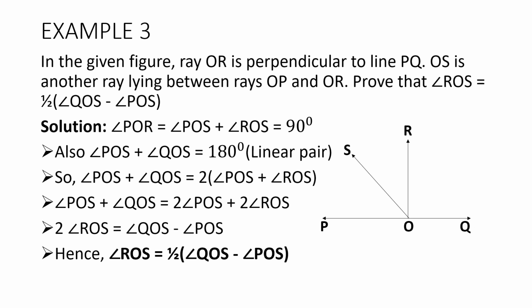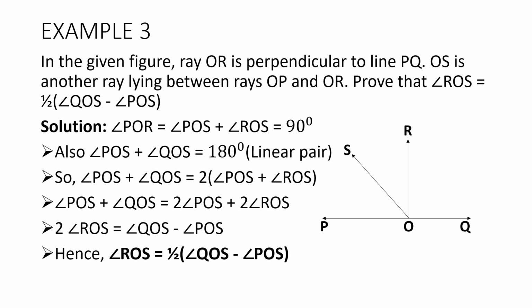Next important example. In the given figure, ray OR is perpendicular to line PQ. OS is another ray lying between rays OP and OR. Prove that angle ROS is equal to half of (angle QOS minus angle POS). Now first of all, see the diagram. So what is given to us? Angle POR is 90 degree.